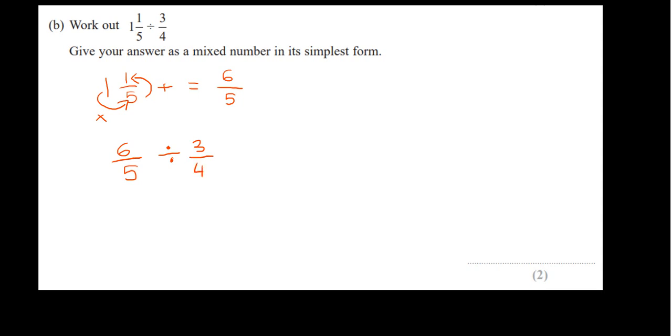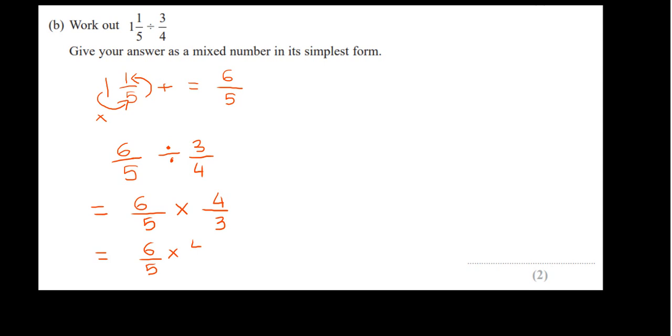Now, in order to divide by a fraction, I multiply the fraction on the left hand side of the division sign by the reciprocal of the fraction on the right hand side. So in order to find the reciprocal of 3 over 4, I'm going to flip it over. So that's 4 over 3. Okay, so now let's start cancelling this down. So 6 over 5 times 4 over 3.